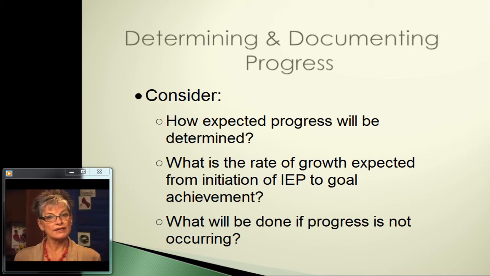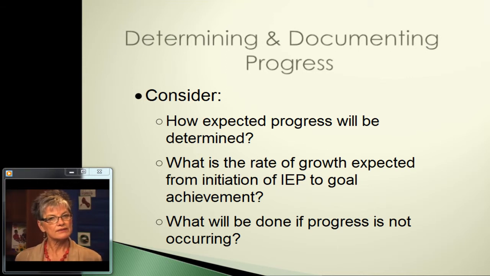We also want to look at, again, the rate of growth that's expected from the initiation of the IEP until we can say we've achieved the goal. So if we have a chart and we say this is where the student is now, this is where we want the student to be in a year's time, then we might just plot a line along that where we would expect the student to be at each quarter. That could be another way of easily doing that. And we could then talk with the parent and say, this is our target for the first quarter, our target for the second, etc.